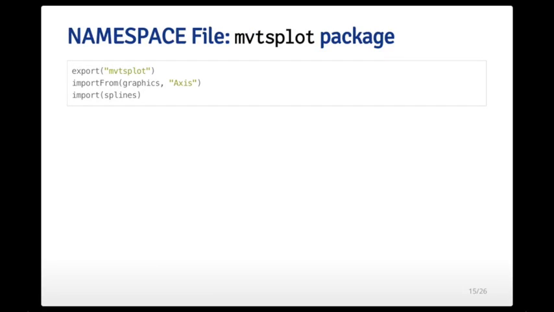Here's a sample namespace file from the mvtsplot package. This package only has one function that's exported. It's called mvtsplot. It's a plotting function for multivariate time series. That's the only function that the user can call when this package is loaded. It imports the axis function from the graphics package, and it also imports all the functionality of the splines package. So that's basically it. It's a very simple namespace file.